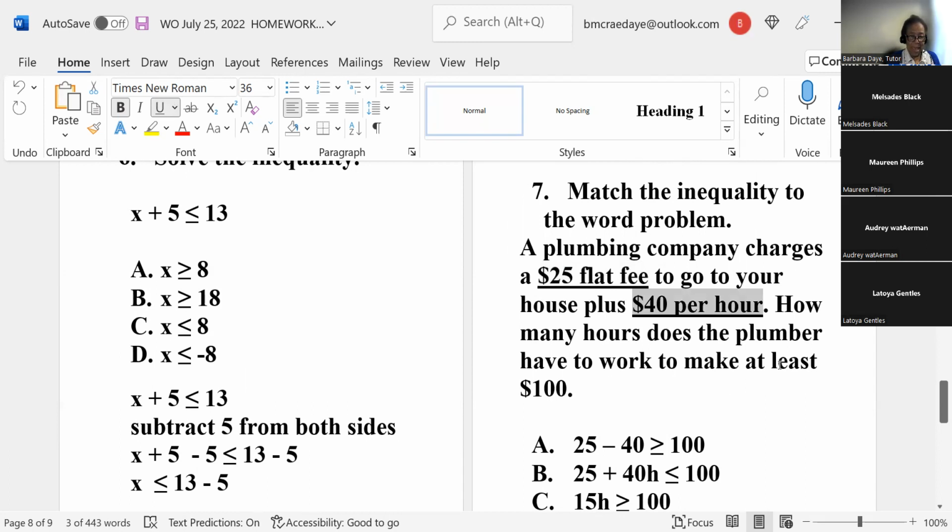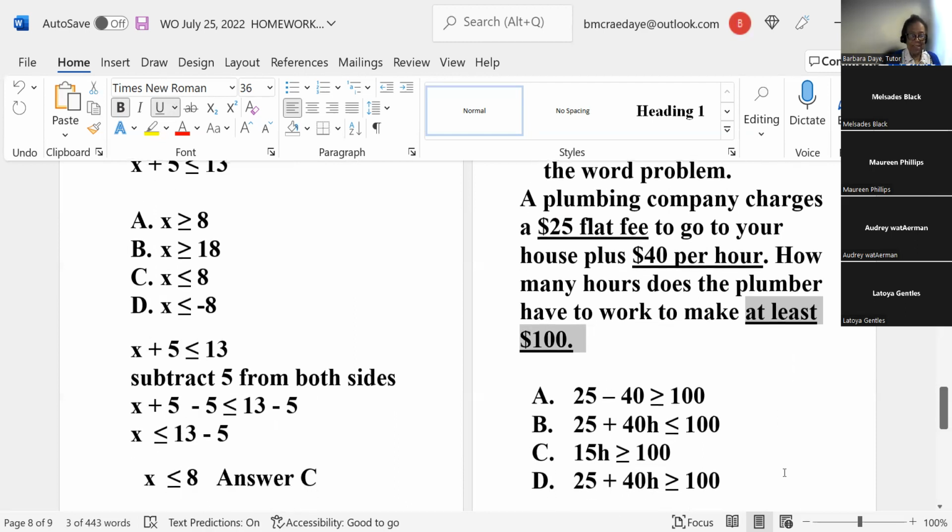And he wants to make at least $100. And at least means greater than or equal, right? Okay, now tell me which one of these matches this. Where do you see a $25 flat fee, $40 per hour, where H is hours? He wants to make at least $100. That means what he makes is greater than or equal to 100. What's the answer, Audrey?